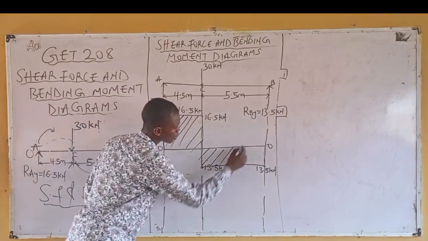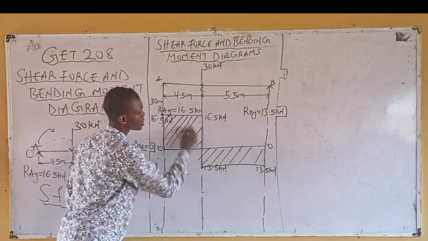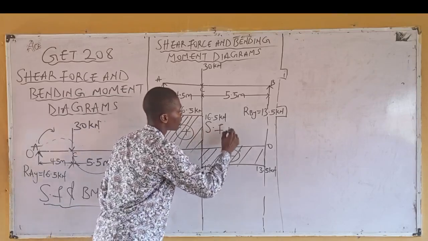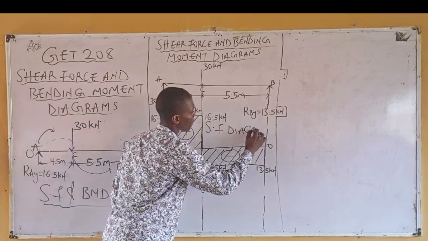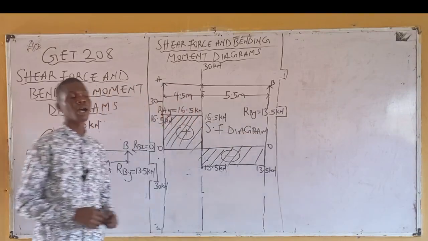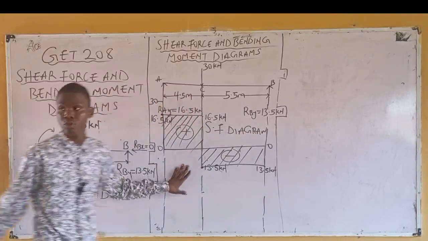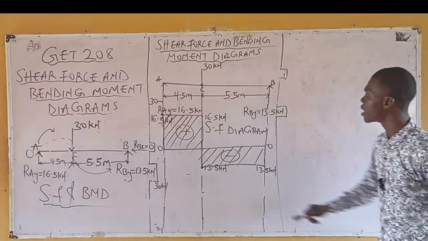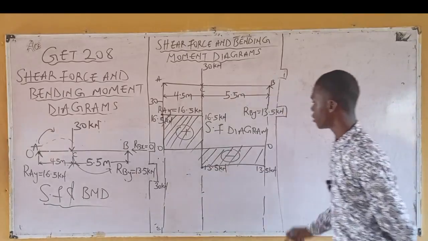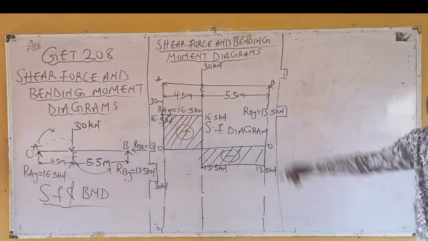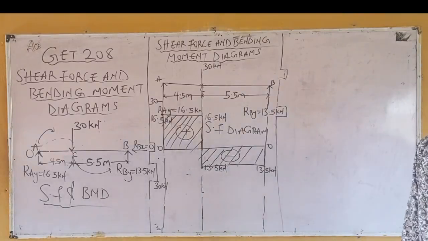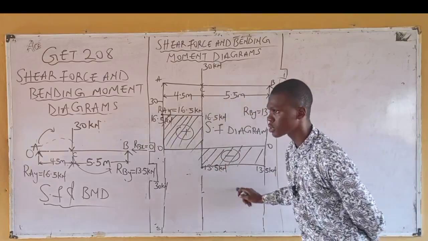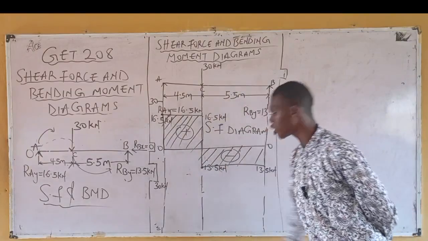Now, shade, indicate. This is positive. This is negative. Right. Shear force diagram. So this is what you see in your textbook. Now, from here, let's proceed. This is just my shear force diagram. The next one is the bending moment diagram. The way you plotted the shear force diagram, that's the way you're also plotting your bending moment diagram.